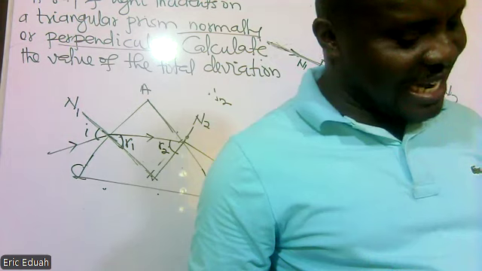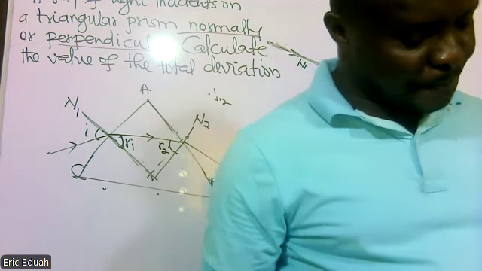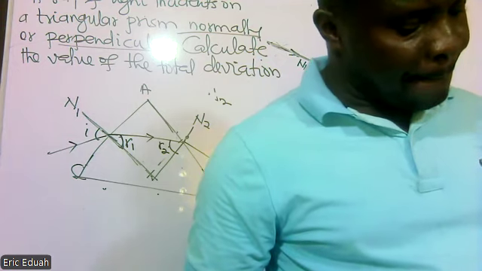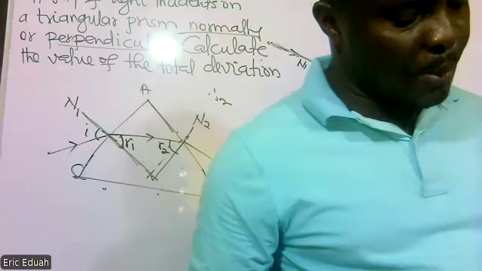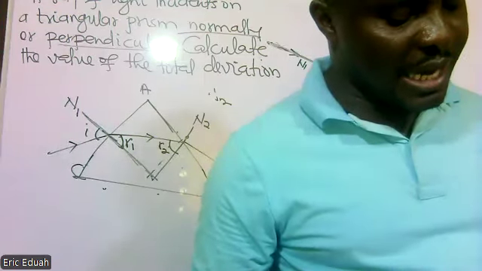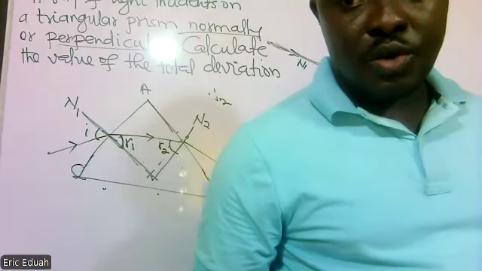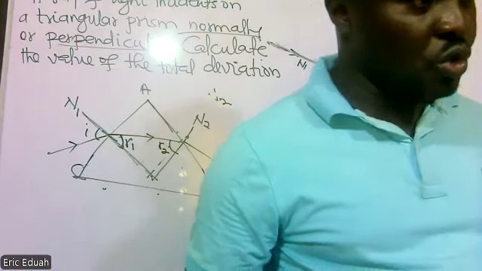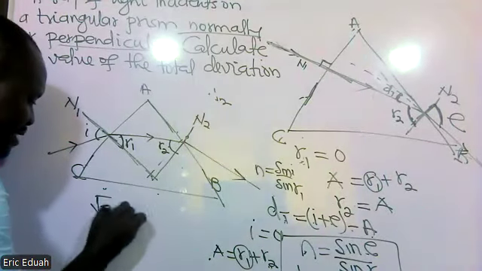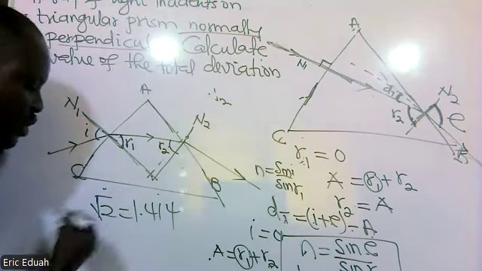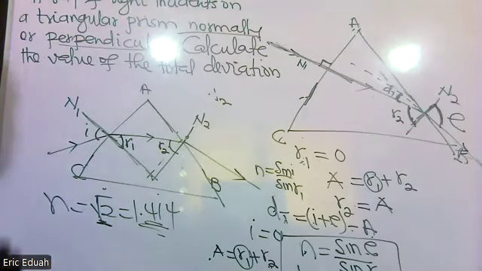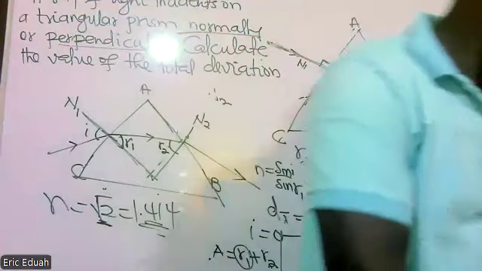So listen to it. A ray of light passing through a prism having refractive index equal to root 2. Don't panic. Root 2 is just the same as 1.414. So the refractive index given to you in surds is simply the same as when it is given in decimal. So do not panic.